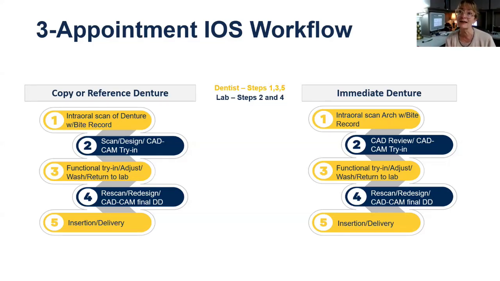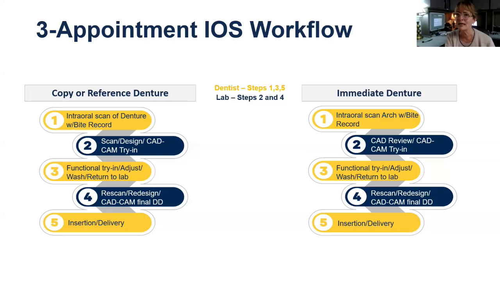The functional try-in can still be altered. You can take a burr and adjust the occlusion. You can take a Sharpie marker and identify to the laboratory to shift a midline a couple millimeters left or right. You can rotate a lateral. You can build out the buccal corridor. So there are some adjustments that can still be done with the functional try-in.